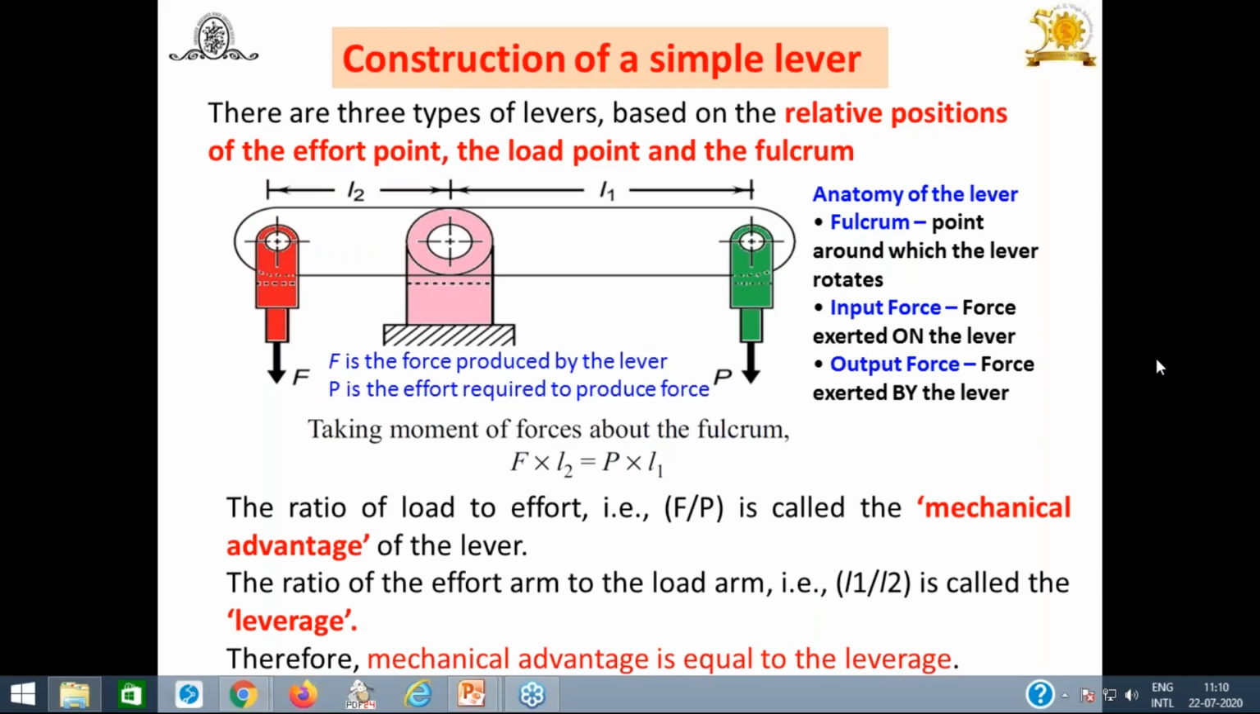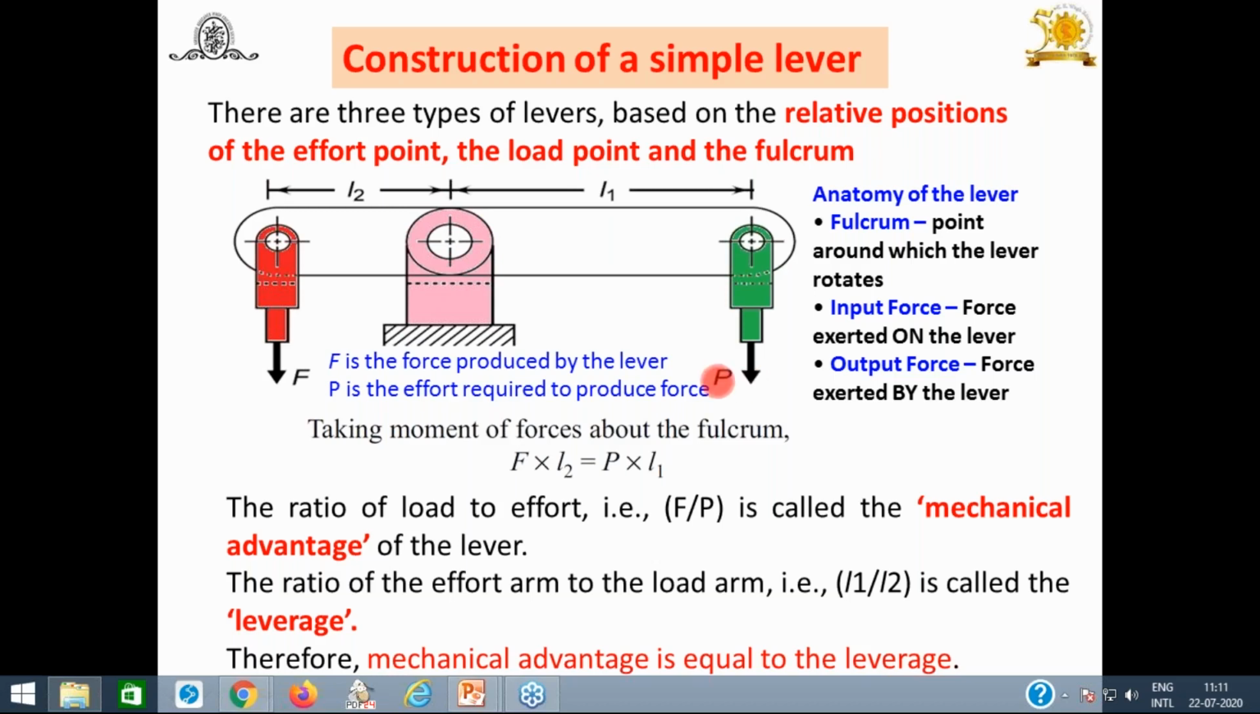Now let us see the construction of a simple lever. Look at this. This is a simple lever. Here you will find this point, where a pin is inserted. This part is known as the fulcrum in general, or pivot, where the pin is inserted. This part is a bush, and inside it there is a bush and then the pin, to prevent friction between the pin and the bush.